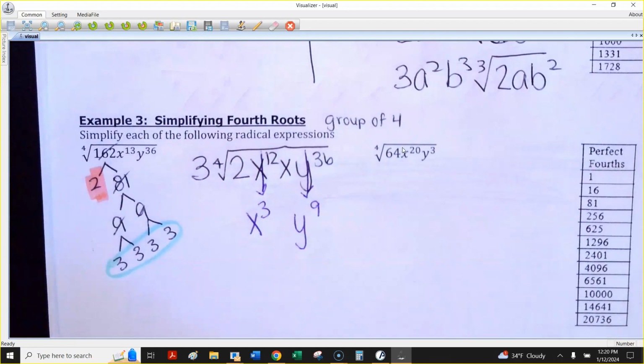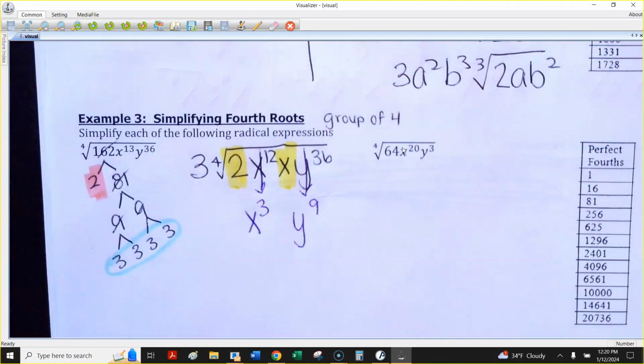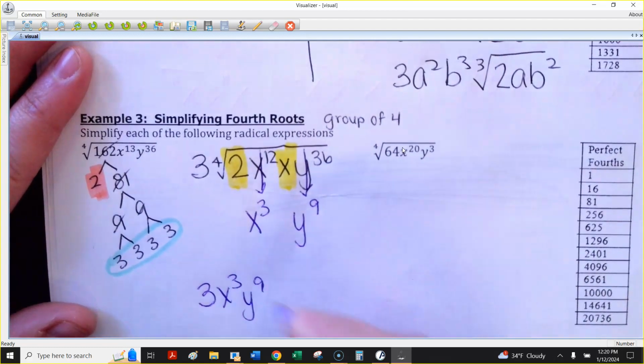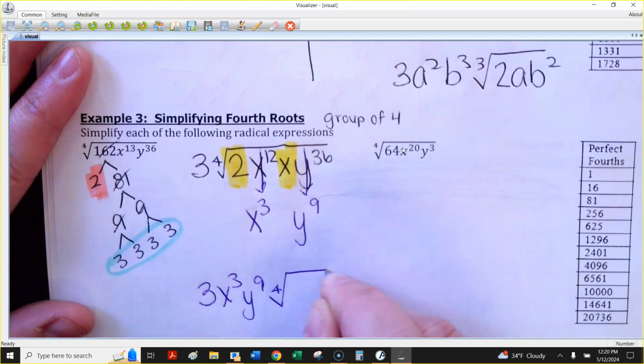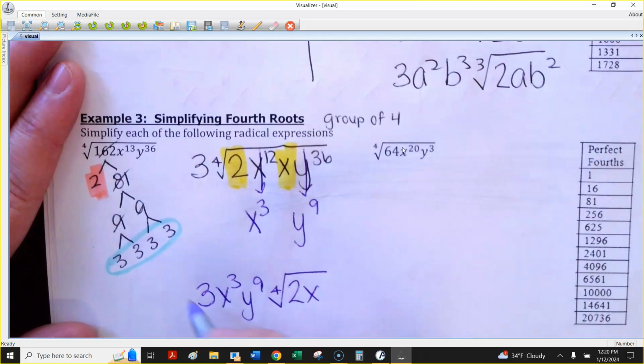Okay, we got a 2 left and an x left. So the y was a perfect fourth. My answer would be 3x cubed y to the 9th. And then try not to forget the index. I always do. This is a fourth root, and left underneath you have a 2x.